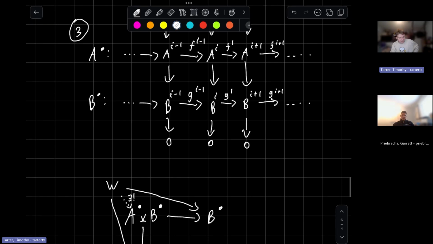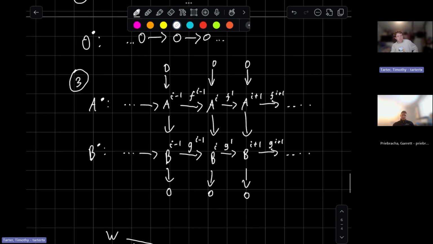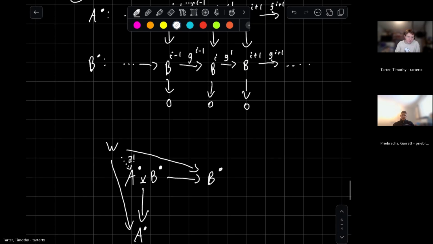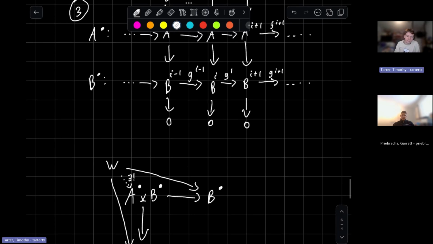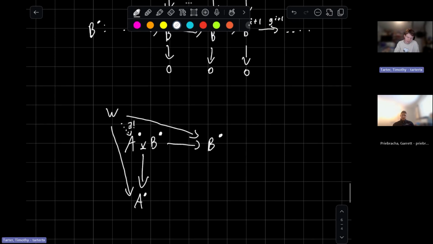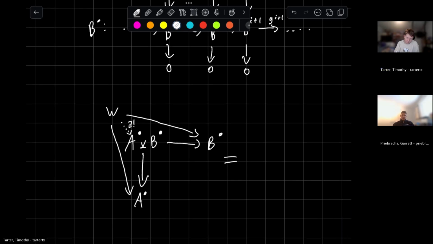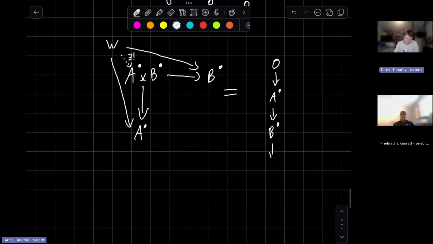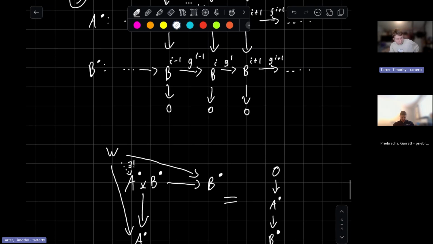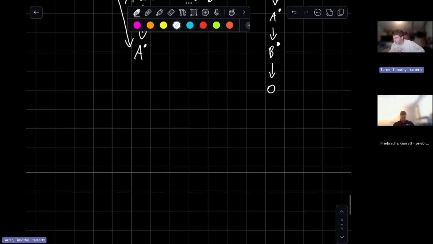And in terms of long exact sequences, we can just write this as just like this. And then, okay, now for the tougher stuff.